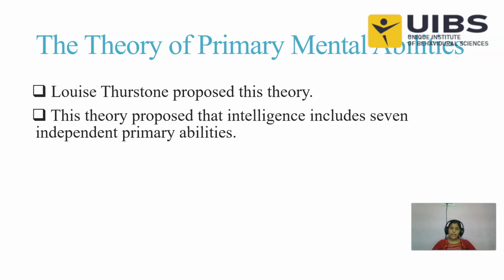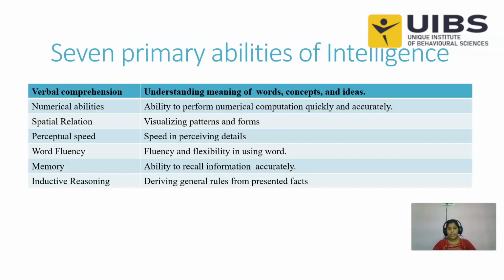The next theory that I will discuss was given by Louis Thurstone. This theory is known as the theory of primary mental abilities. According to this theory, intelligence includes seven factors. These factors are verbal comprehension, numerical abilities, spatial relation, perceptual speed, word fluency, memory, and inductive reasoning.